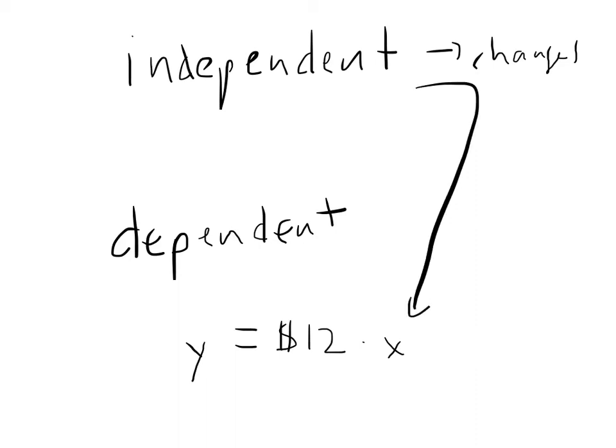So the independent is the one that's changing, X. How many hours do I work? This week I worked 3. Last week I worked 8. This week I worked 4. So that's the independent. The dependent one is the one that's constant, that doesn't change, such as $12 per hour, or I'm constantly moving at 60 miles per hour. So remember those terms as well, independent and dependent.